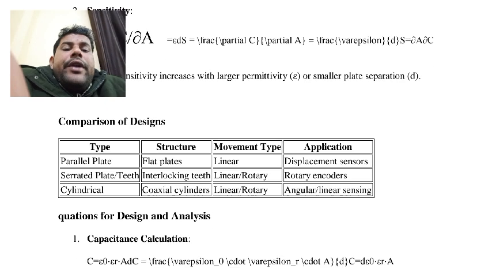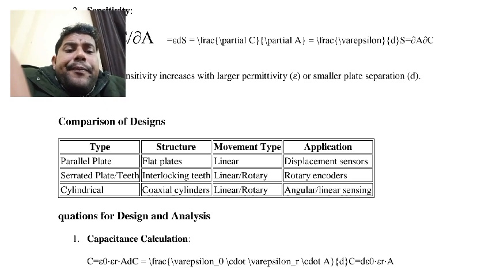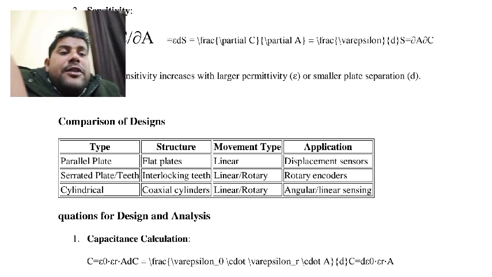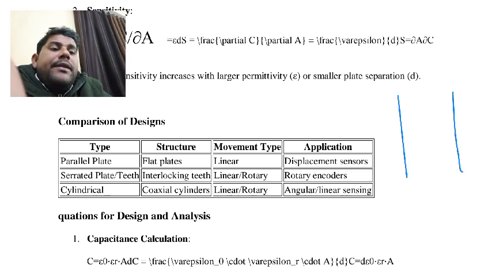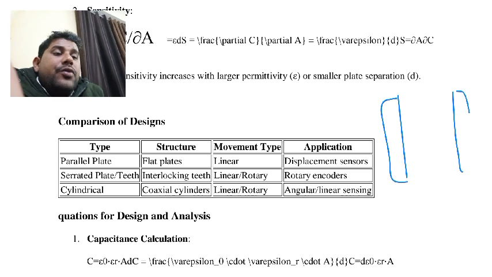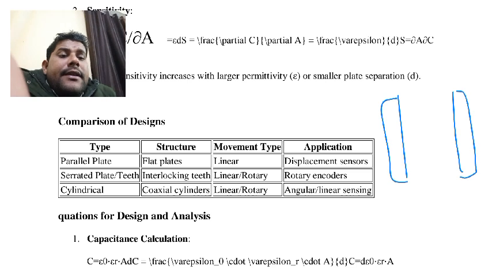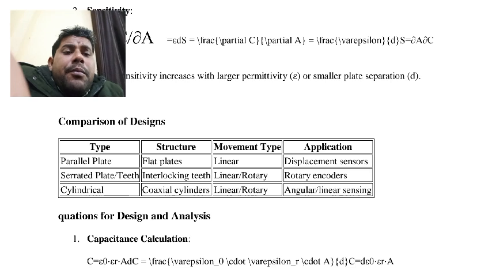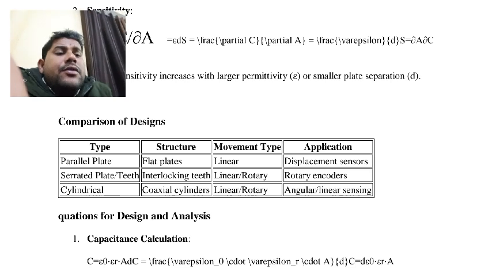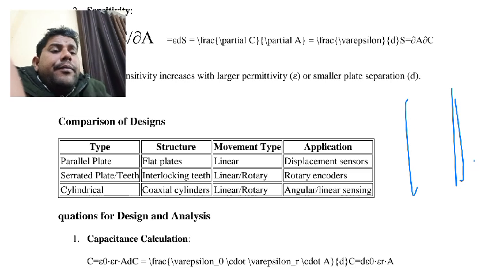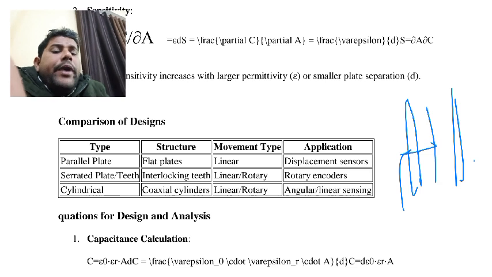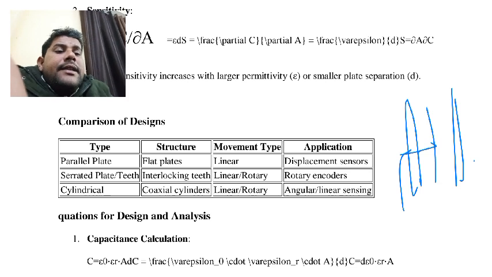Now a comparison for designing. For parallel plate structures, flat plates must be used. This is the parallel plate; these plates are flat, so the structure is flat. Movement is linear because one is a fixed plate and the other plate is movable, moving like this. That's why movement is linear. The application is as a displacement sensor.